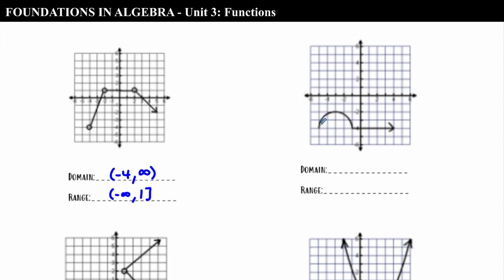For this one, our domain starts at -5, and our right-hand arrow takes us to infinity. Our range goes from 4, because this is where it bottoms out, because this arrow isn't going up or down, it's just going straight to the right. So we're going from -4 to -2.